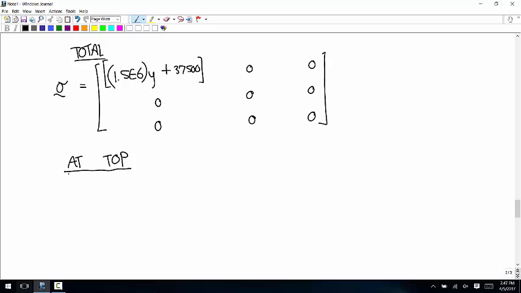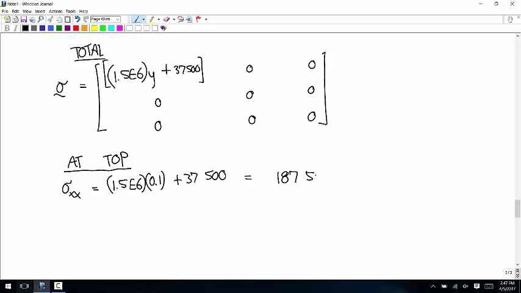So what's the value of y at the top? Yeah, good. Positive 0.1. So sigma xx is equal to 1.5 times 10 to the 6 times 0.1 plus 37,500. And what do you get? 1.5 times 10 to the 5. So when you multiply these out, you get 150,000. Plus this, right? So 187. Okay.